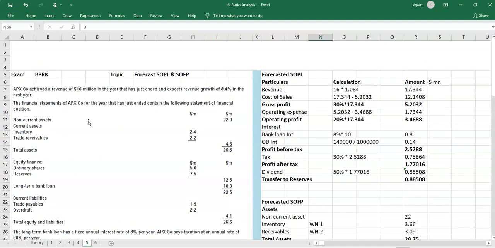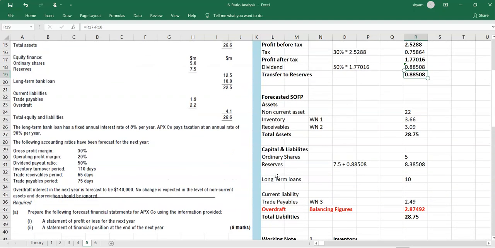Once you get this kind of a forecasting question, the forecasting questions do not follow the same pattern, they differ. So in this question, they have given you revenue, but they have said it is going to increase. They have given you GP percentage, they have given OP percentage. So your job was very simply to compute cost of sales and operating expenses easily. Then it's about interest expense, bank loan and overdraft interest that we calculated quite easily. Then tax was there. Then we found out profit after tax. Then there was dividend information. Then we finally transferred to reserve.